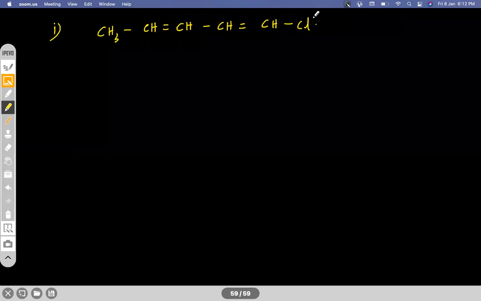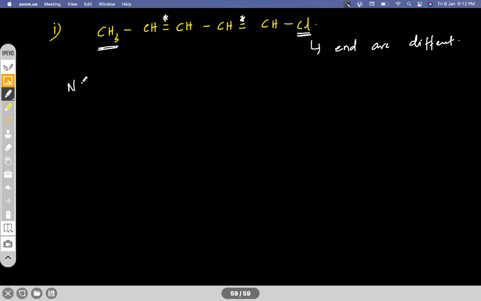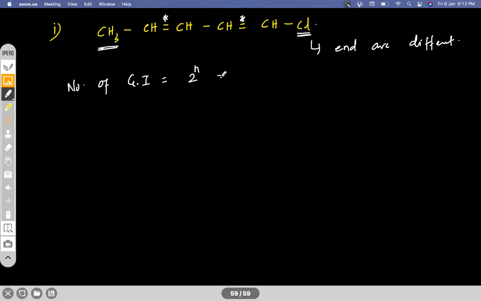Tell me how many stereocenters we have. We have two stereocenters, clearly. This is the one, and another one is this. Here you see the ends: here we have CH3, and here we have Cl. So we can say here the ends are different. So number of GI, the formula you see, is 2 to the power n, n value is 2 here, 2 to the power 2, hence 4 is the answer.